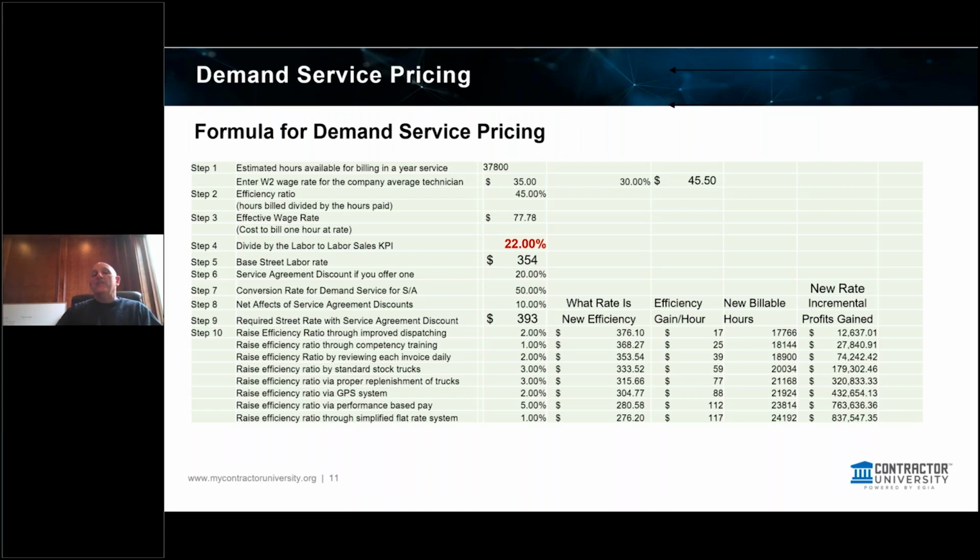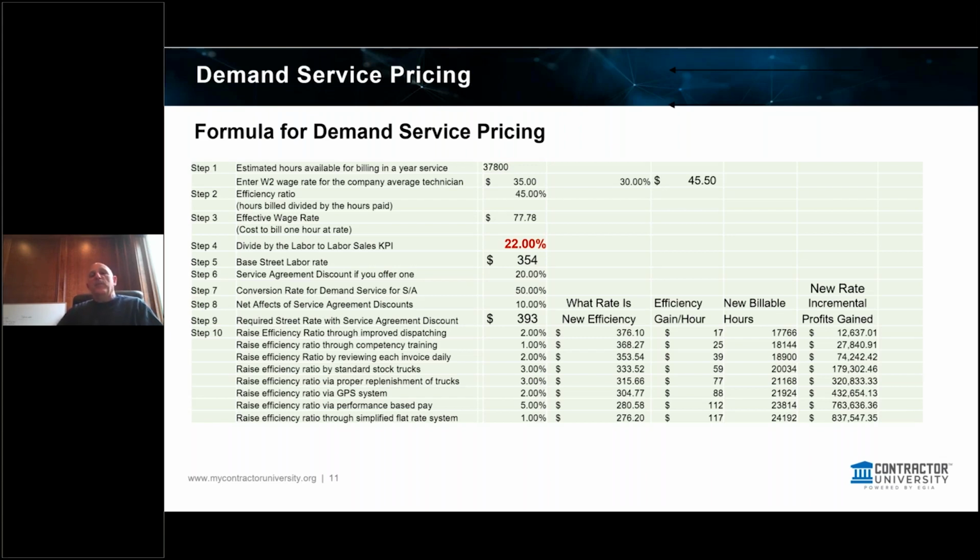And it's going to have to cover up the $170 of overhead per call. So that's where we use step 4 as the KPI. That 22% labor to labor sales ratio, that's that red number, gets me a rate of $354. And so that company, upon acquisition, was at about $150 an hour. And so again, the efficiency is at 33%. If I change that number in that tool, this rate would have to be substantially higher. So where we're at is looking at, all right, I've got to be at least at $354 minimum.